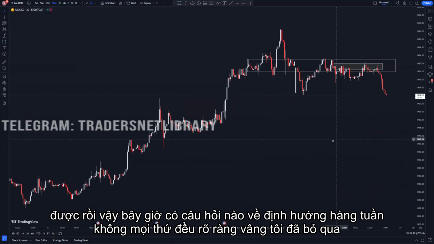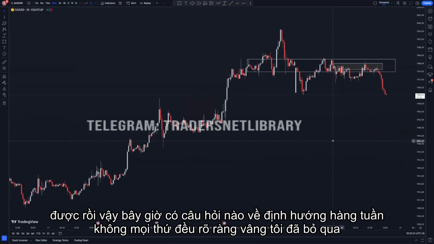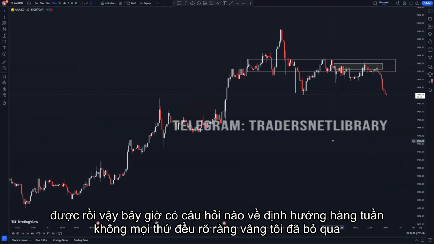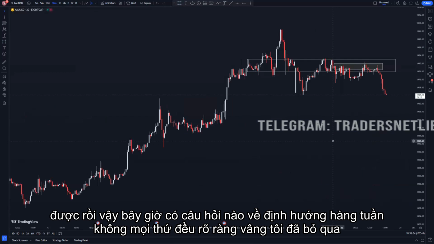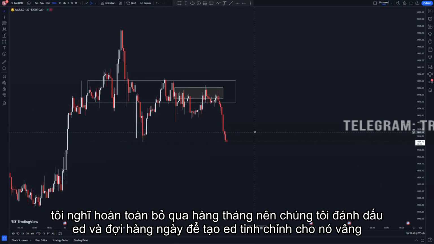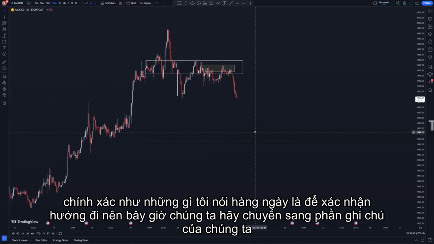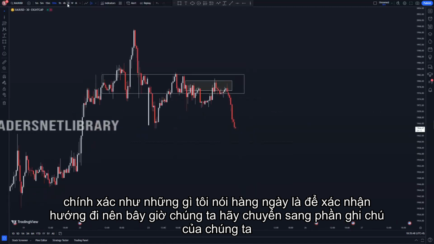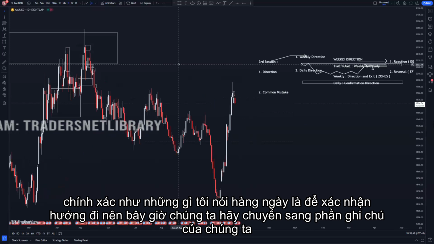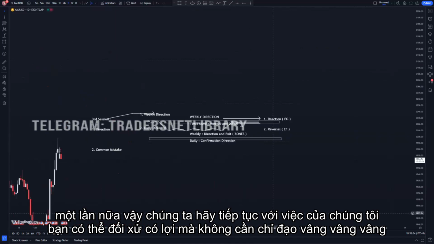All right. So for now, is there any question for weekly direction? Is everything clear? Yes, I thought totally ignore monthly. So we mark EG and wait for daily to create EG, refine to hit. Yes, exactly. Like I say, daily is just for confirmation direction. Right. So like right now, let's go to our notes again.